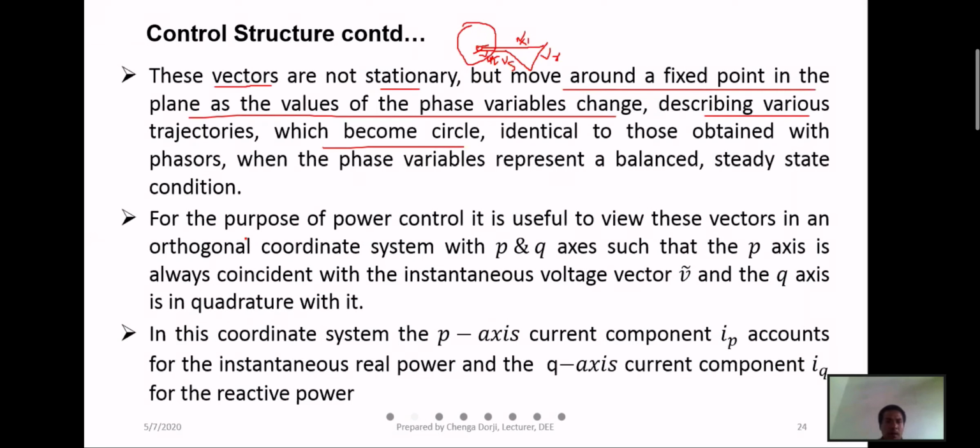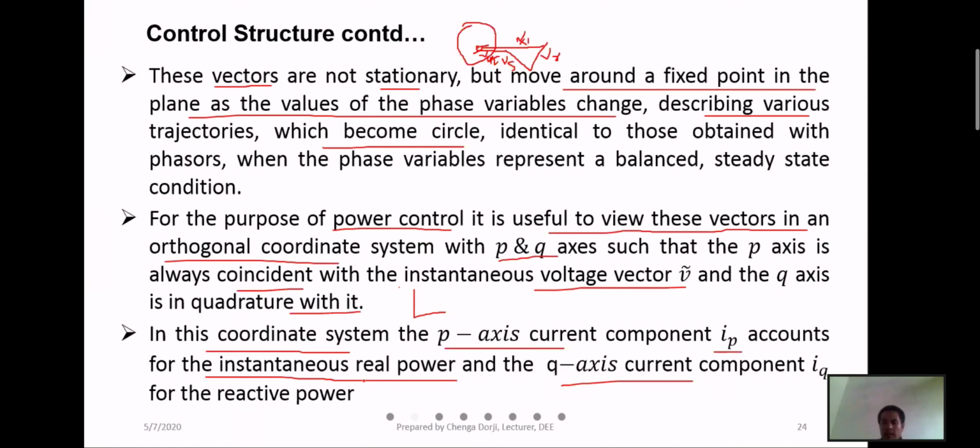Now, for the purpose of power control, it is useful to view this vector in an orthogonal coordinate system with P and Q axes, such that the P axis is always coincident with the instantaneous voltage vector and the Q axis is in quadrature with V. In this coordinate system, the P axis current component IP accounts for instantaneous real power and the Q axis current component IQ accounts for reactive power.